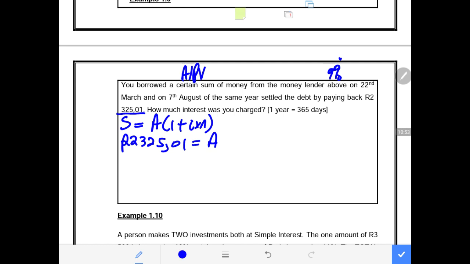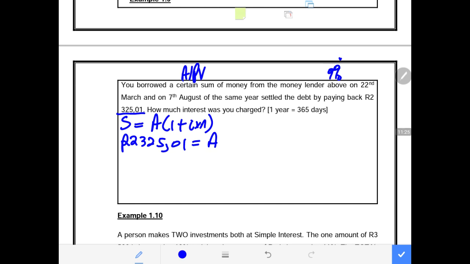How much interest were you charged? In this case we first need to know the amount that was invested. Then after, I will be able to calculate the interest that was charged on us, because we don't know how much was borrowed. It says you borrowed a certain sum of money. We first need to get the amount that was borrowed, and then we can calculate the interest that was charged.